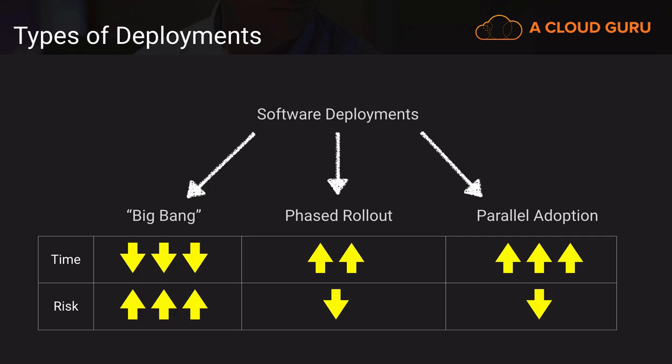And one of the most difficult things in a software rollout or software deployment is trying to keep your underlying data in sync if you're doing a parallel adoption. And so there's still a significant degree of risk there. It's just placed in a different place in the project. Specifically, we're going to look at some phased rollout types that we can do with AWS.